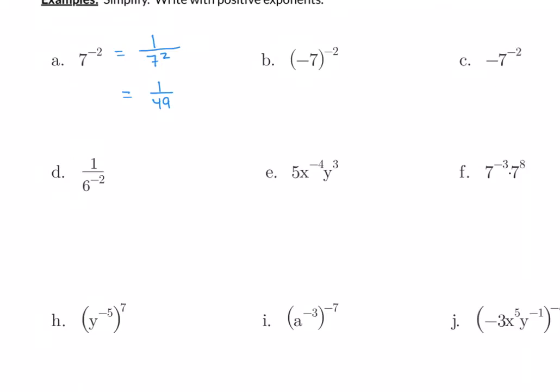Let's go ahead and look at some negative numbers and negative exponents. If we look at example B, this is 1 over, and I'm going to keep my negative 7 inside the parentheses. We're going to square it. So for this one, we also get 1 over 49.